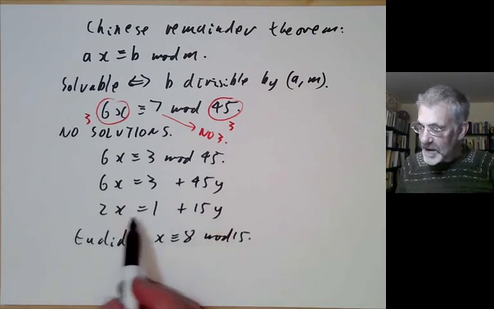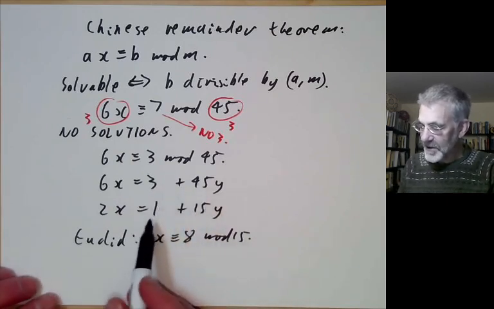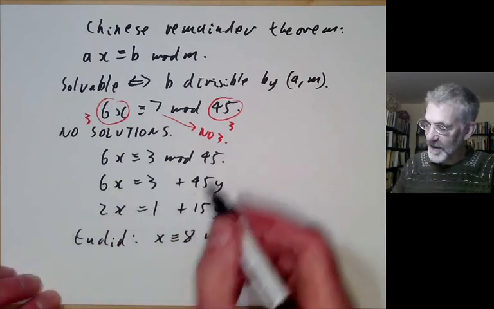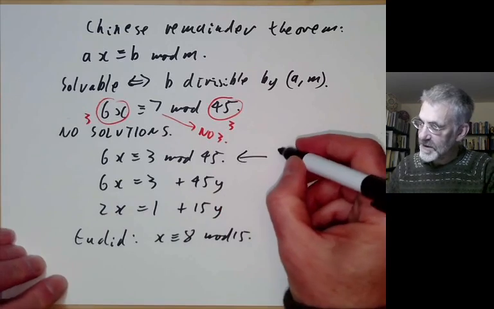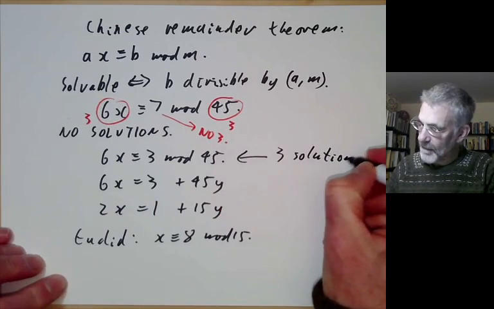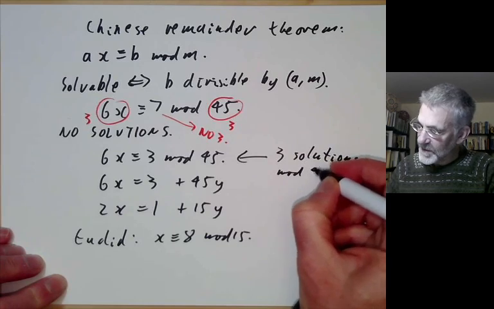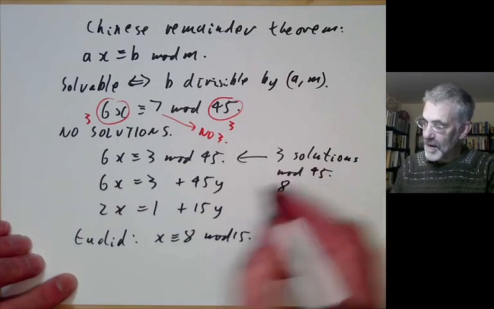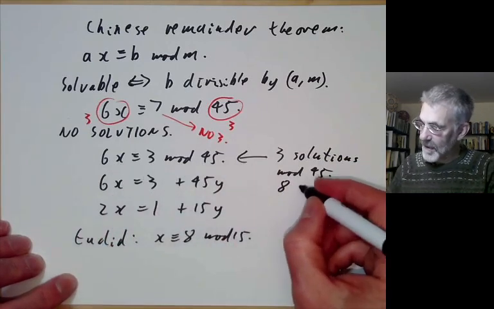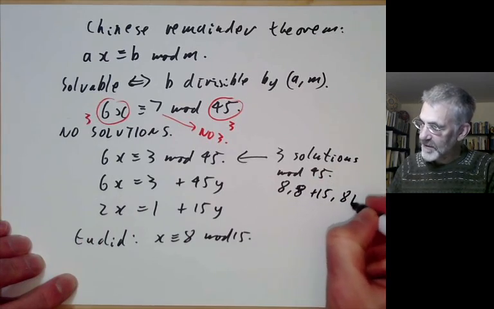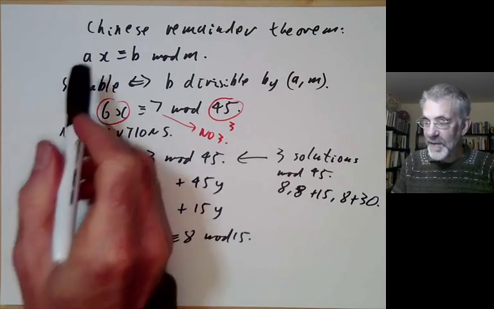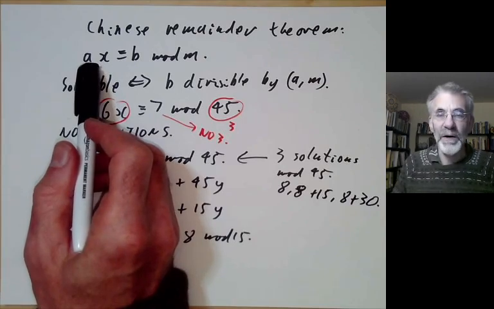Now, one thing you've got to be a little bit careful of is you can ask how many solutions there are. And you may say, well, 2x equals 1 mod 15 only has one solution mod 15. However, in the original equation, notice that there are three solutions mod 45. But the point is, if you've got one solution x, then you can just add 15 to it and we still get a solution. So we've got 8, 8 plus 15, and 8 plus 30 as three different solutions. So this is something you've got to be a little bit wary of.